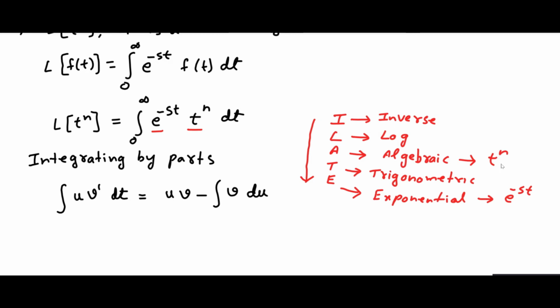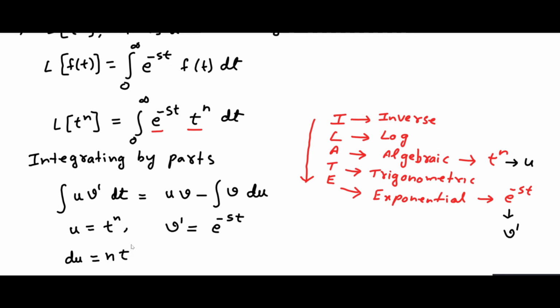So which function is occurring from the top as first? T power of n is occurring first, therefore we will choose this to be u. So t power of n we choose as u. This function we choose as v dash. Once you choose these two values, your value of u will be t power of n, and your value of v dash will be e power of minus st.